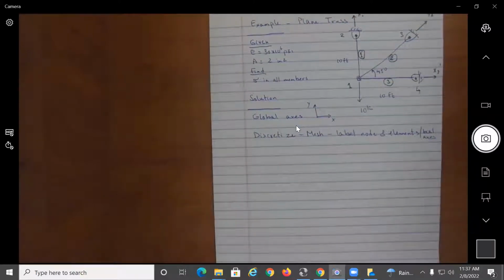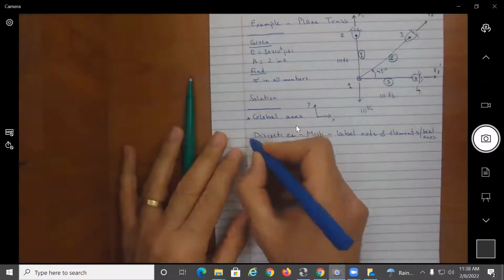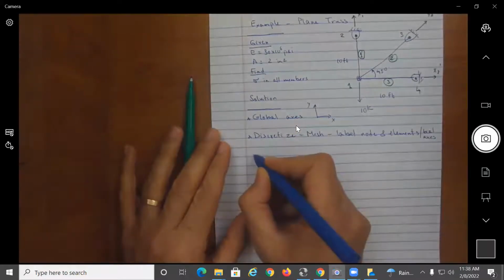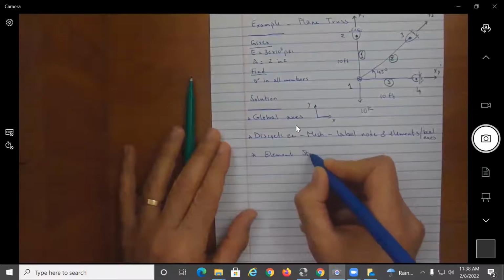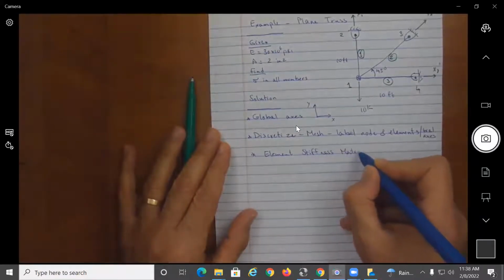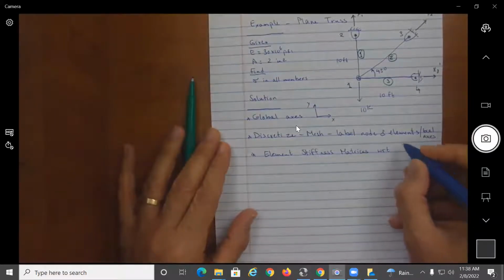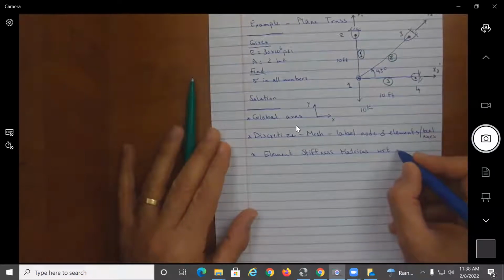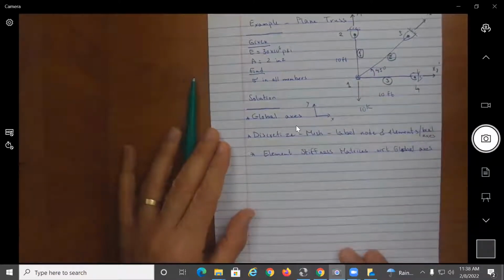All right? Okay. So now we have labeled all the elements. And our next step, so we've done the second step. Now next, I want to write element stiffness matrices with respect to the global axis, which are X and Y.